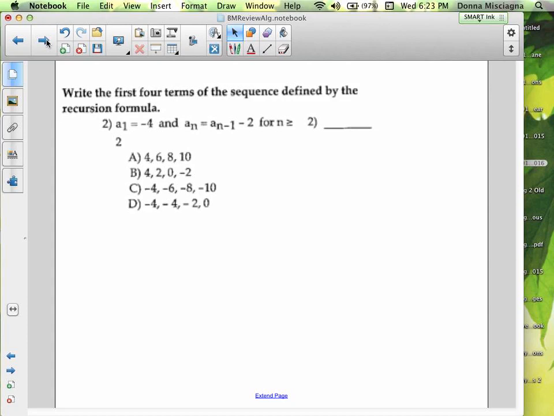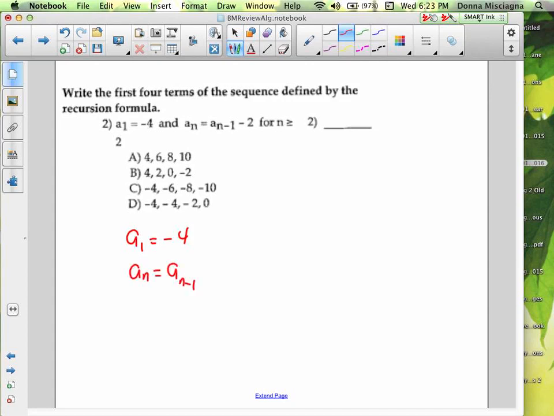All right, so A1 is given to us. It's negative 4. A_n equals A_(n-1) minus 2 is just telling us to take the previous term. Oops. Previous is usually spelled that way. Previous, and subtract 2. Okay? So that's all A_(n-1) is. It means the previous one. So A2 would just be A1 minus 2, which would be negative 6.